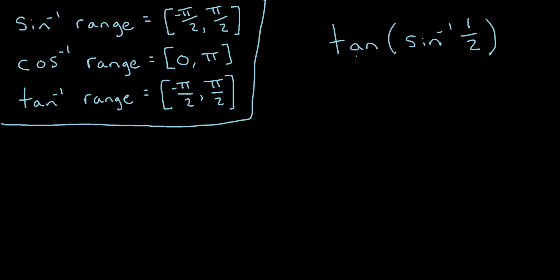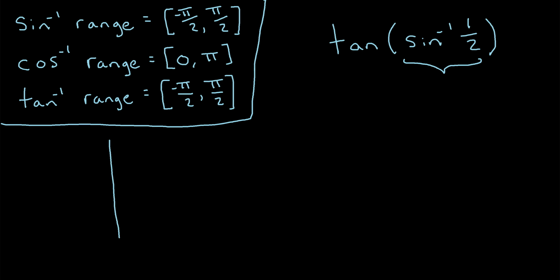All right, let's try one more example. Let's say we want to find the tangent of the inverse sine of 1/2. So once again, when we have a composition of functions like this, let's just focus on the inner function. Let's figure out what this value is. So what is the inverse sine of 1/2? Or in other words, what angle on the unit circle has a sine value of 1/2?